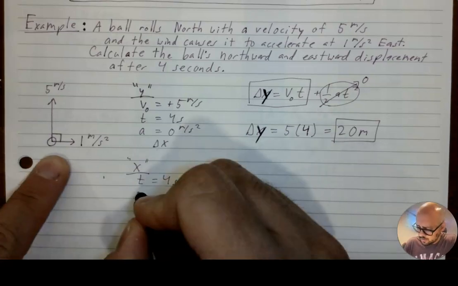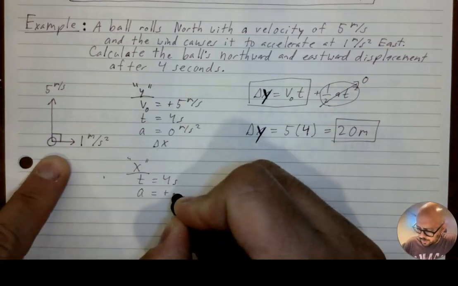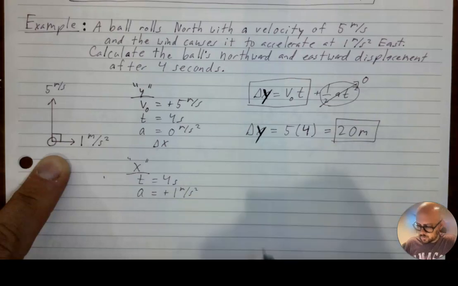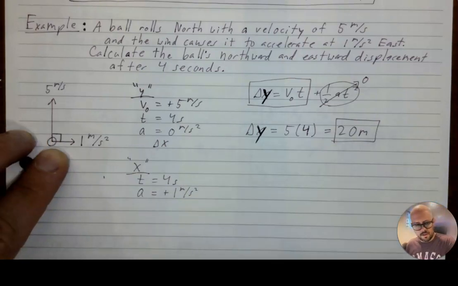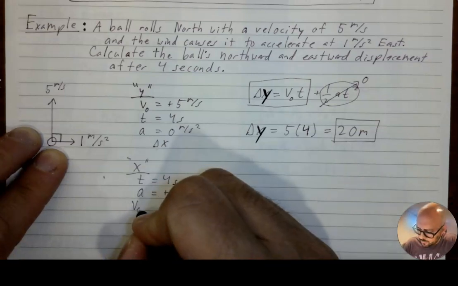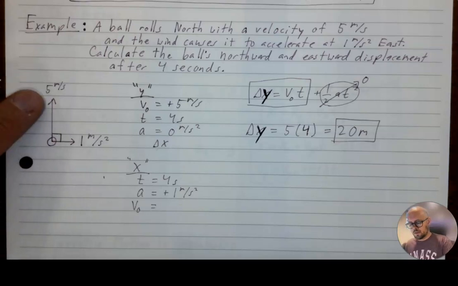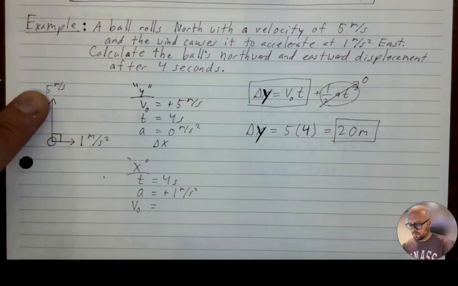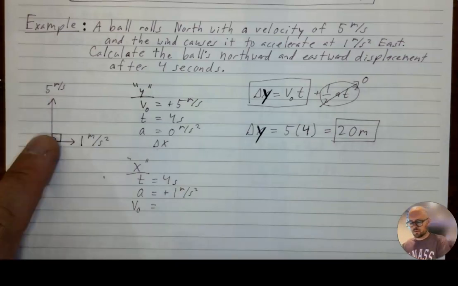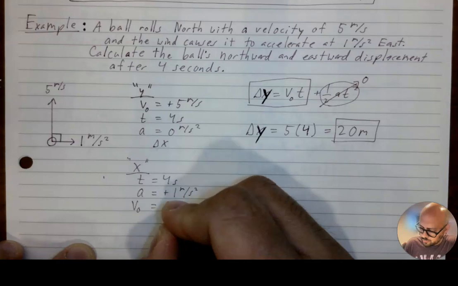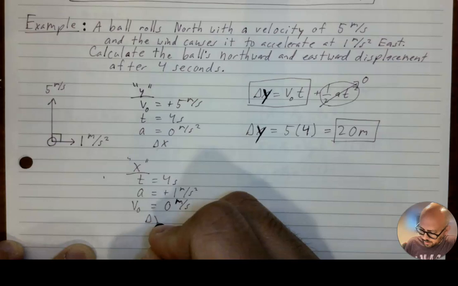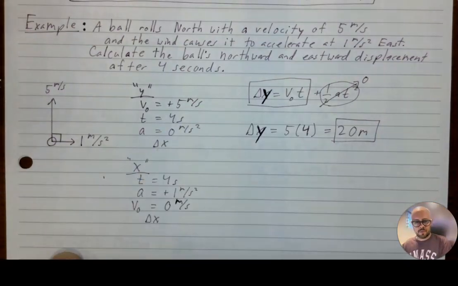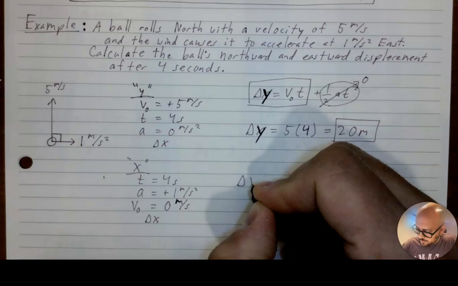The acceleration is eastward, so positive 1 meters per second squared. And then we come back to our idea of the x and y variables don't affect one another. The initial velocity in the x direction is 0 because this 5 meters per second is directed north, which has no components in the east or west direction. So initial velocity is 0 meters per second. And again, we're looking for the displacement. So this time I'm going to keep it as delta x.